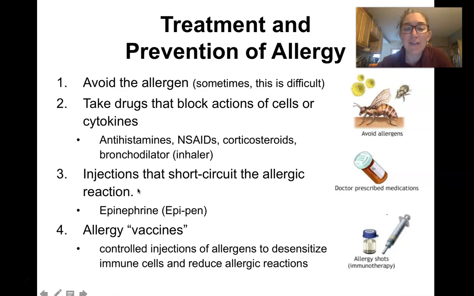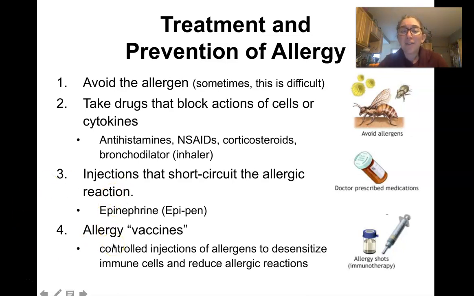You can also use an EpiPen if somebody's having an anaphylactic reaction. An EpiPen, epinephrine, sort of counteracts some of the effects that a massive histamine reaction has. Histamine causes massive vasodilation, and epinephrine causes vasoconstriction, so it closes that permeability of the blood vessels, and it also helps to stimulate the heart contractions, etc.